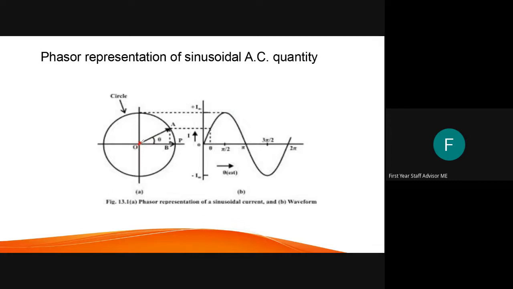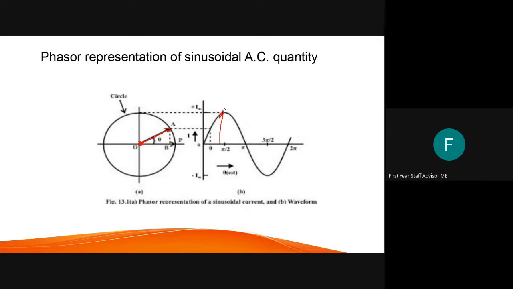Phasor. One end of the phasor is fixed at the point of origin, and it is having an opposite end, an arrowed end. So now if I ask what is the length of the phasor, how do we find the length of this phasor? The length of the phasor is the peak value of the waveform.